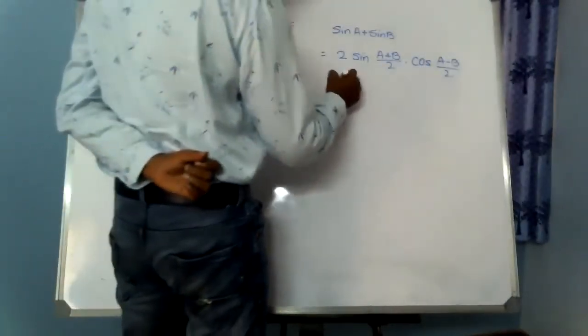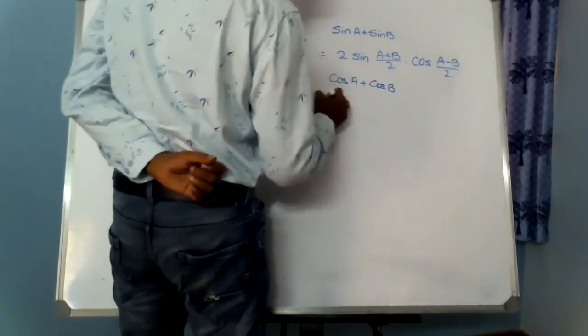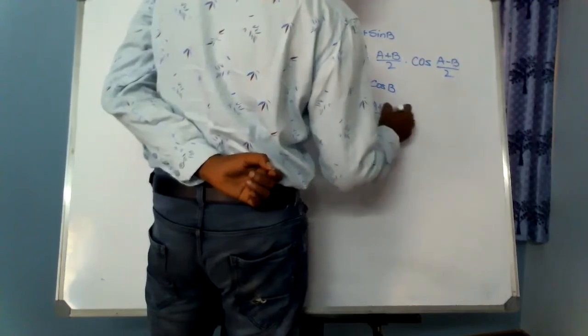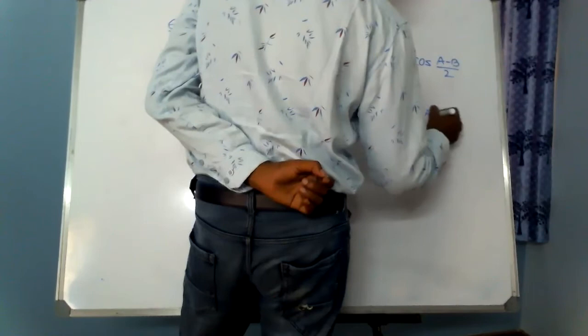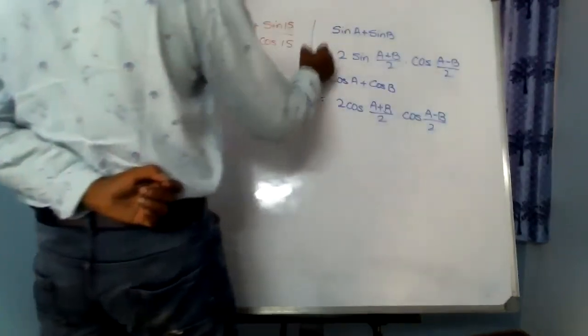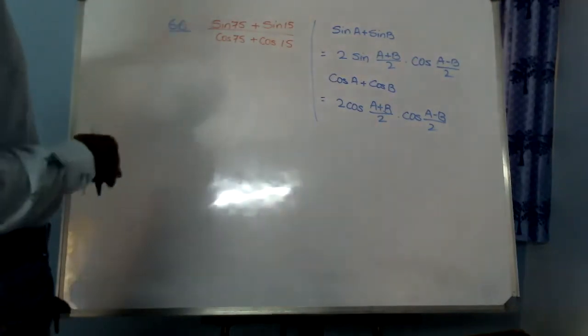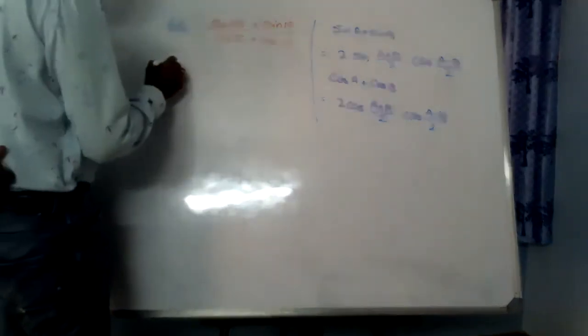I'd like you to note down these formulas because you can use them whenever a similar question comes. In the exam it's not required that the same question will come exactly, the sin 75 sin 15. It can be anything in place of A and B. So if you know the formula, you can substitute well. Now let's substitute.